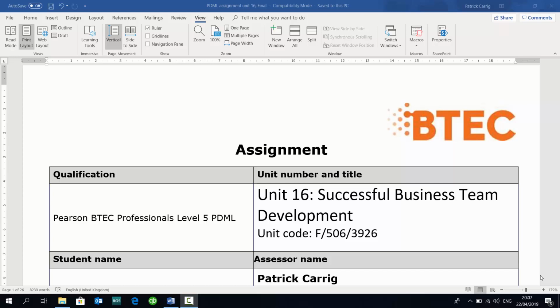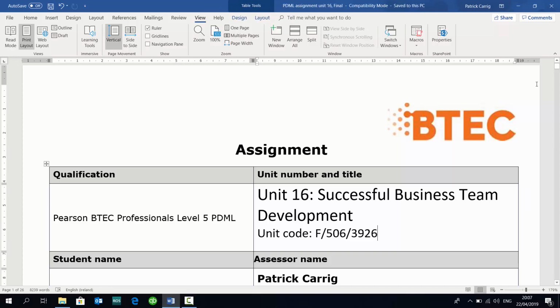Okay, we look at this review of the assignment for the BTEC course, 2018-2019. We're looking at Unit 16, which is Successful Business Team Development. Here we're looking at leadership, motivation, and encouraging and supporting your team. We're also looking at what actually makes a successful team.